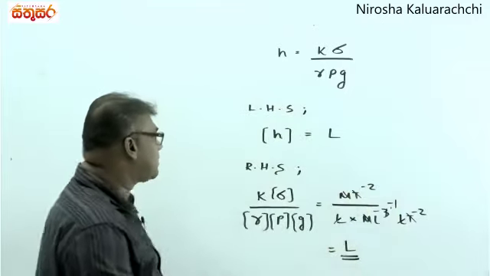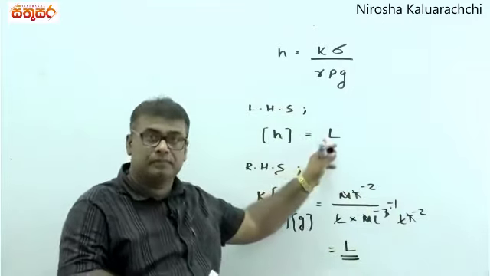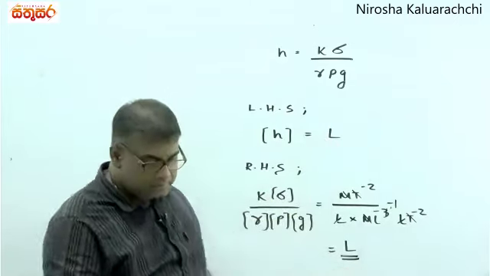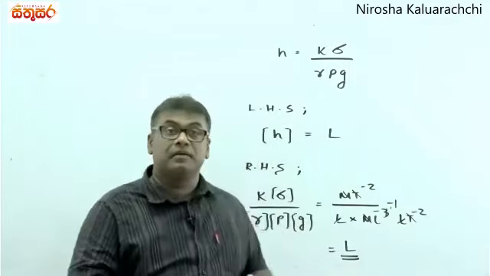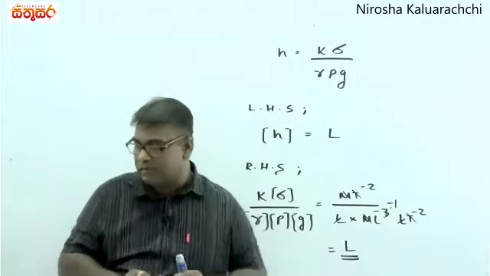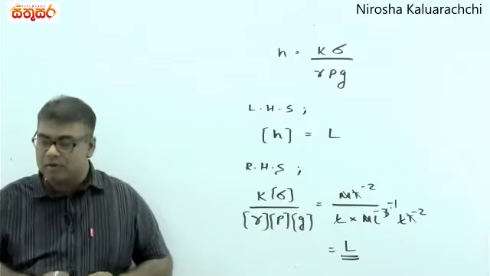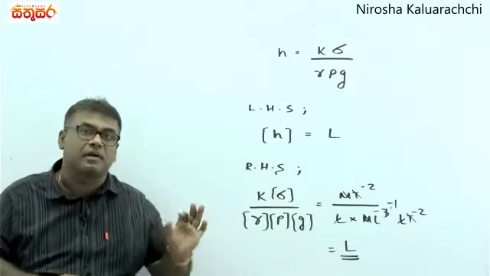Then you have to say left side and right side have similar dimensions. Then both side dimensions are correct. Then the equation is dimensionally correct, right? Can we note down? Equation is dimensionally correct.